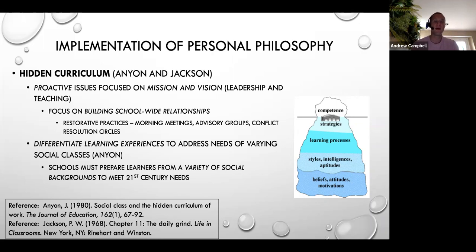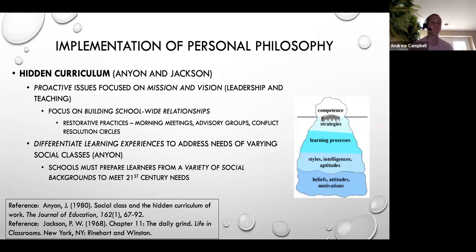We have the ability to be proactive. And again, you've heard me harp on this, pushing the school's mission and vision, both with leadership and teaching. We can take the idea of the hidden curriculum. How are we going to push our mission and vision and meet that upper 10% of the iceberg? Well, we're going to be proactive. We're going to build school-wide relationships, things like restorative practices. That's going to help us address the values, the actions, the things that we're not necessarily teaching like we are the formal curriculum, but are going to help our students meet their learning goals.